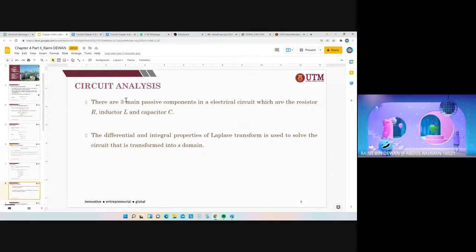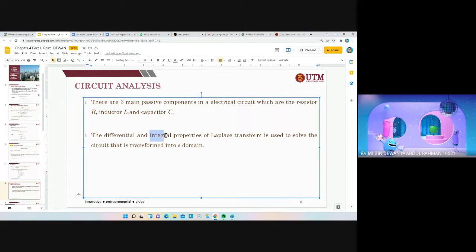So in circuit analysis, the standard one, you have resistor, inductor, and capacitor. This one is very basic components. So the differential and integral. Now we have differential and we also have integral. Properties of the Laplace transform are used to solve circuits that are transformed into the s domain.